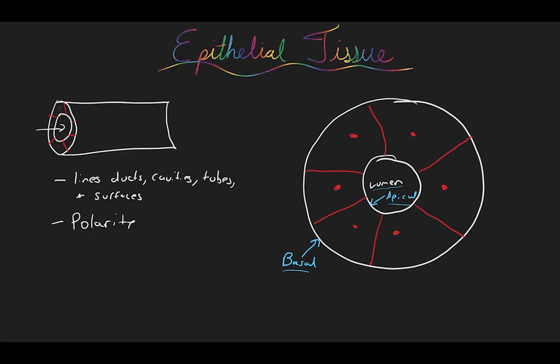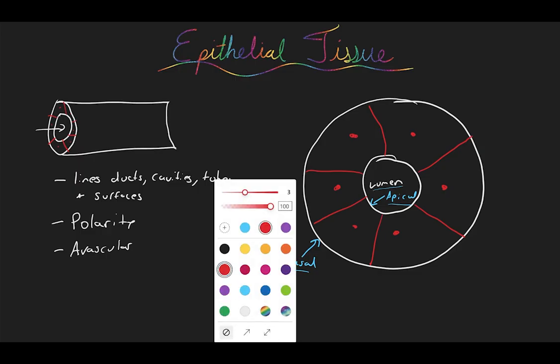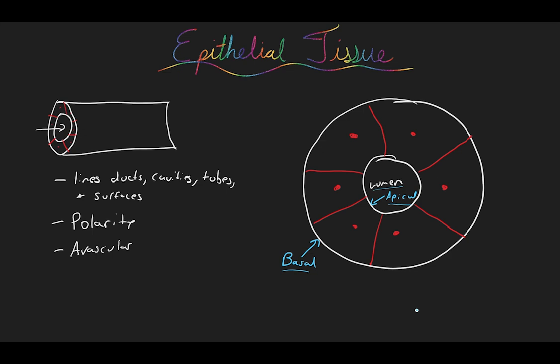Now, our epithelial tissue is also avascular, meaning that there are no blood vessels that penetrate it. So if the blood vessels are out here, let's draw them in blue, they'll do something like this, where they won't penetrate into that epithelial tissue. So they are avascular, with no blood supply to these epithelial tissues.